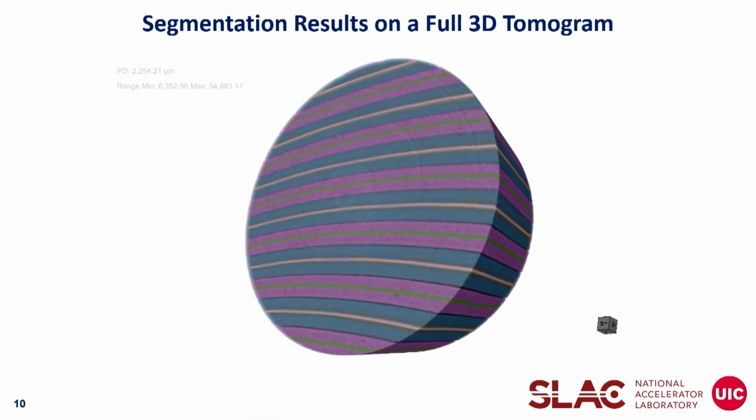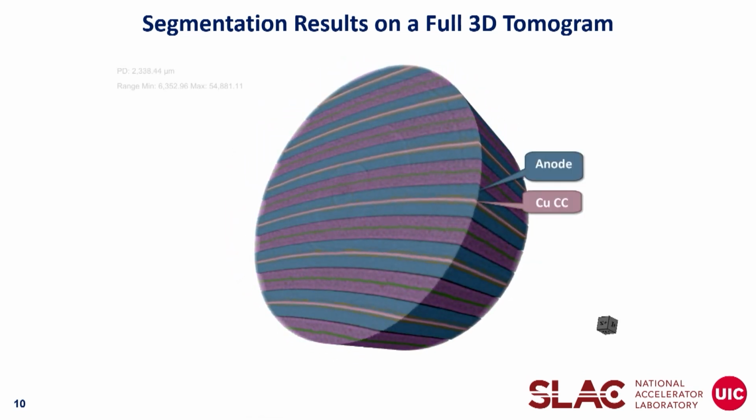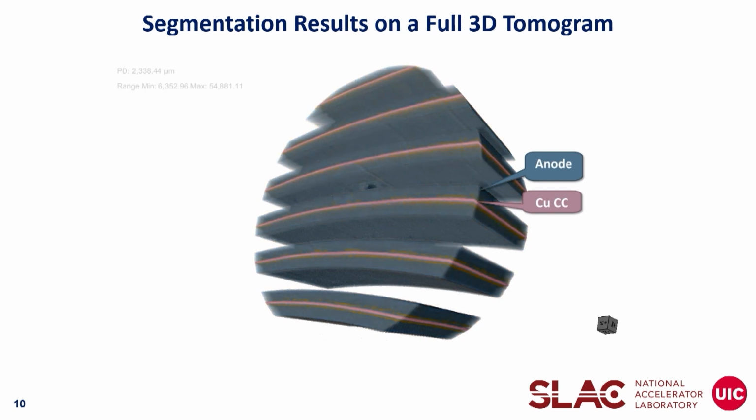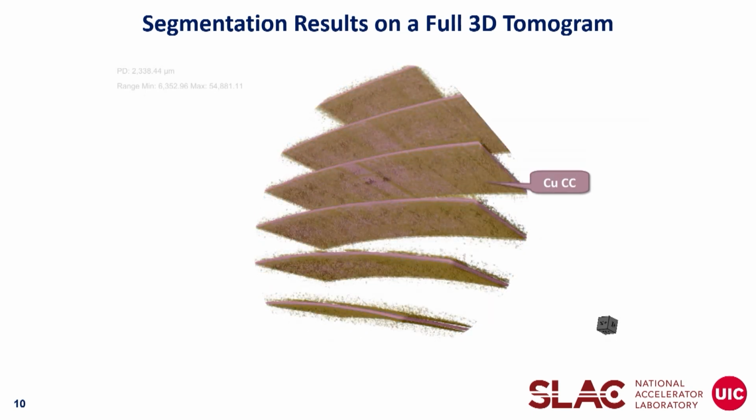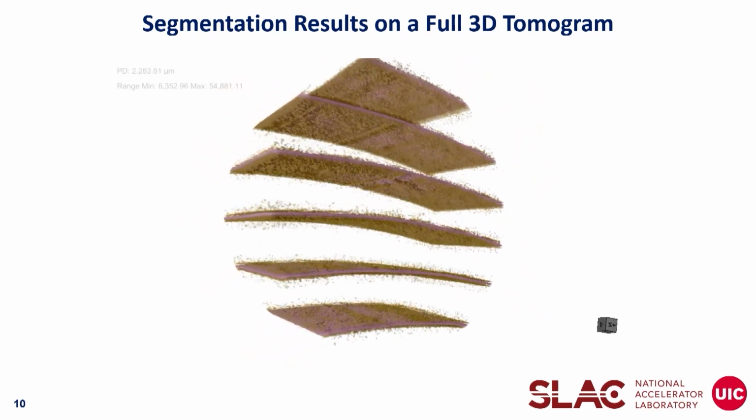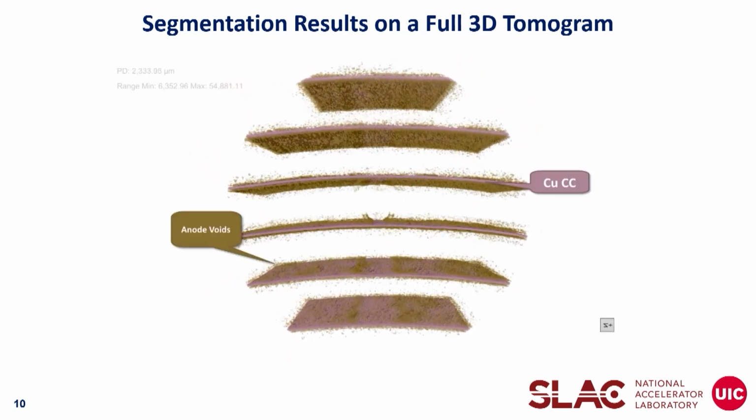And then we can do the same for the anode structure. Here, anode and the copper current collectors. Peeling away the anode structure, you can already see a higher localization of anode voids as well as a higher amount of anode voids in comparison to your copper current collectors or your cathode structures.